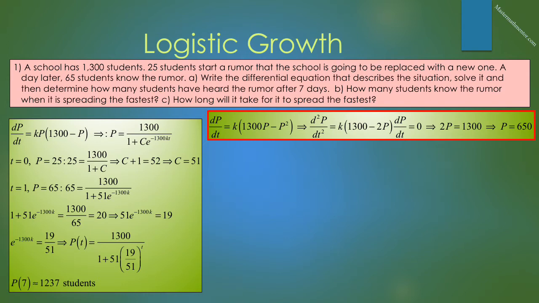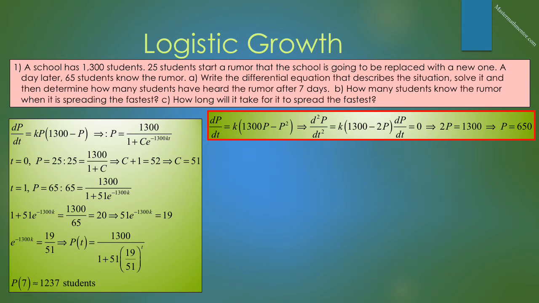Part B asks how many students know the rumor when it is spreading the fastest. Since the differential equation dP/dt equals K times (1,300P minus P squared), we want to maximize dP/dt, which means taking the derivative of it and setting it equal to 0.